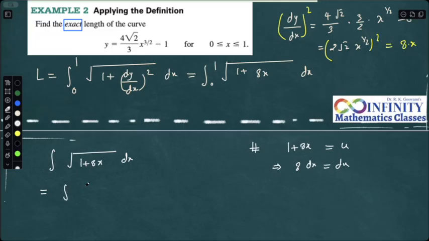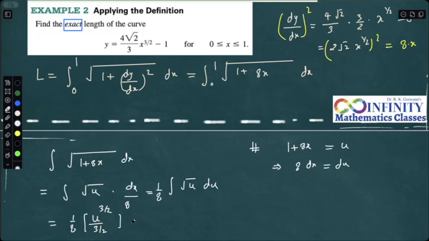So this expression is going to be square root of u into dx divided by 8. Agree? Right. So this is going to be 1 upon 8, kept before the sign of integration, the integration of square root of u du. Further, keeping 1 by 8 as it is, the integration of square root of u is going to be u exponent 3 by 2 divided by 3 by 2. Right? And you should add the constant of integration. Just simplify. This is going to be 2 by 3 u power 3 by 2.